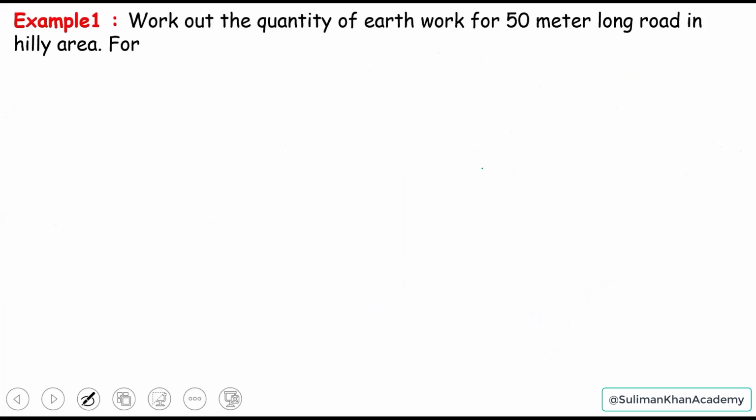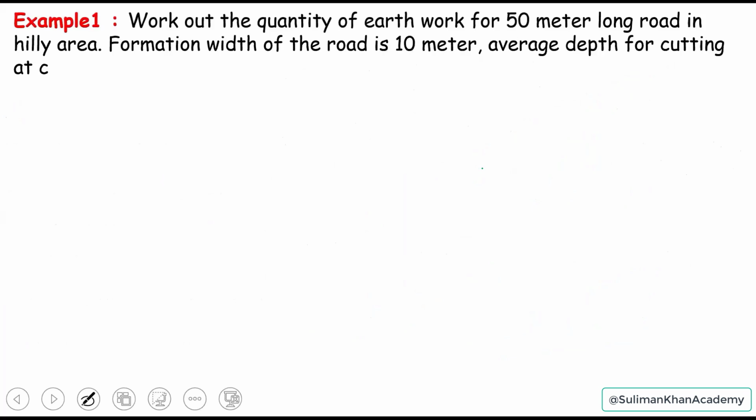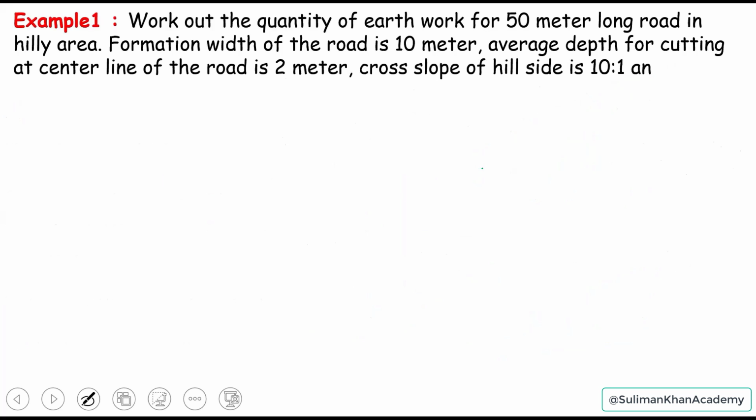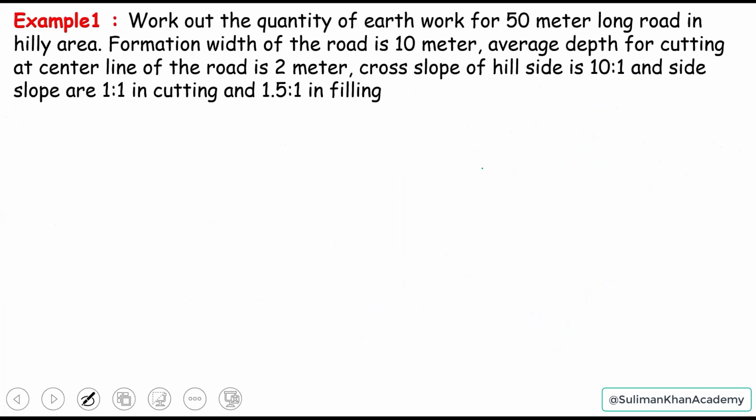So we have this example, a very simple example, and as you can see, we are asked to work out the quantity of earthwork for a 50 meters long road. The road length is 50 meters, but this is in a hilly area. The formation width of the road is 10 meters, that is known. The average depth for cutting, it means this is just the mean depth, at center is 2 meters.